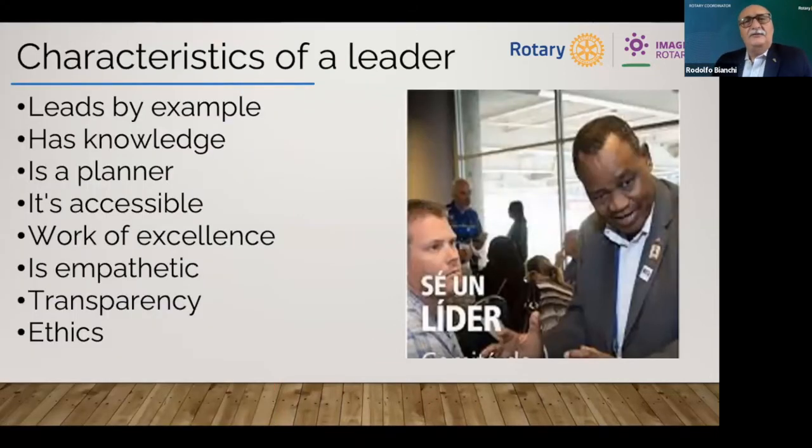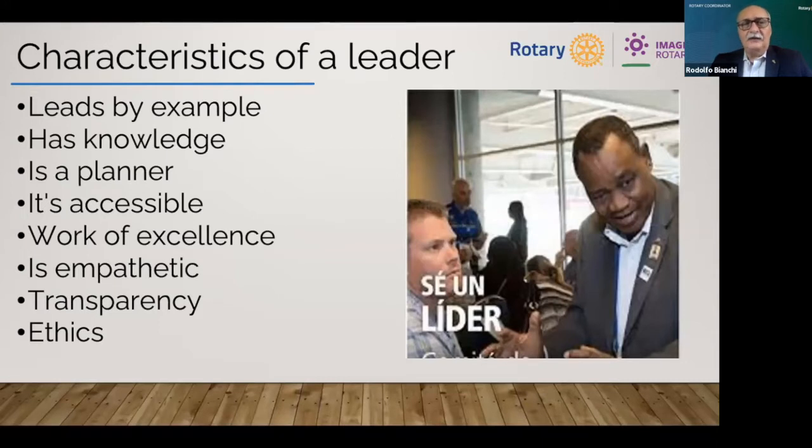Okay, let's talk about the characteristics of a leader. When we see a leader through the eyes of a volunteer in a Rotary Club, the leader leads by example. Whatever a leader does, you're going to have followers. If you do the things that people expect you to do as a Rotarian, as a leader in a Rotary Club, they will follow you.